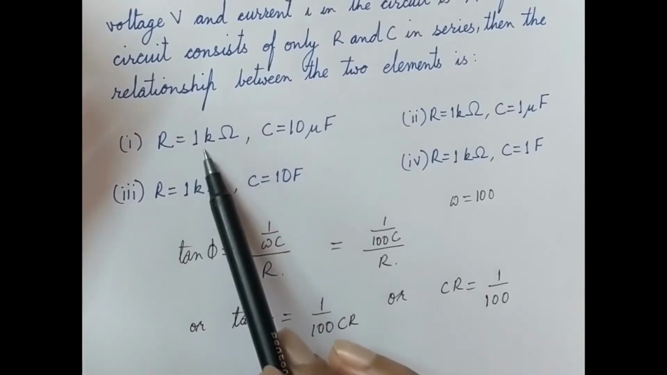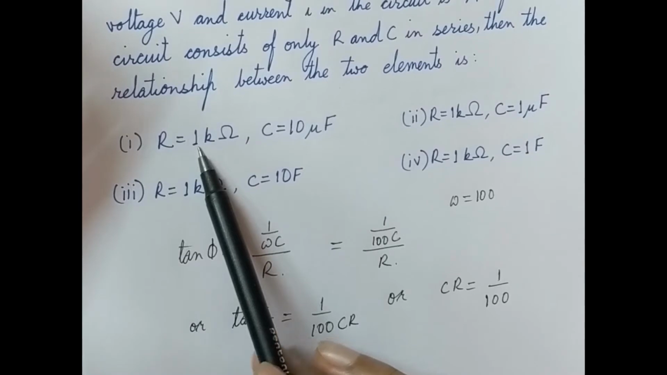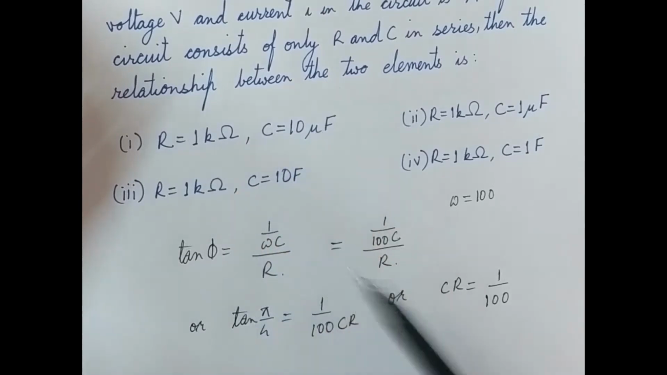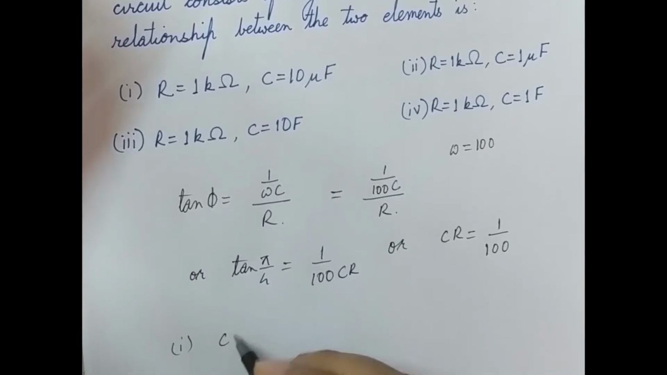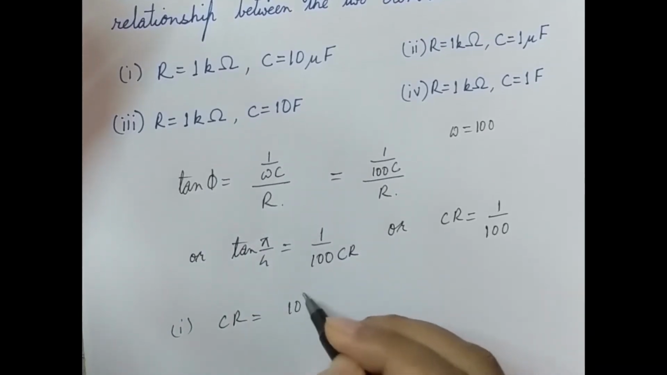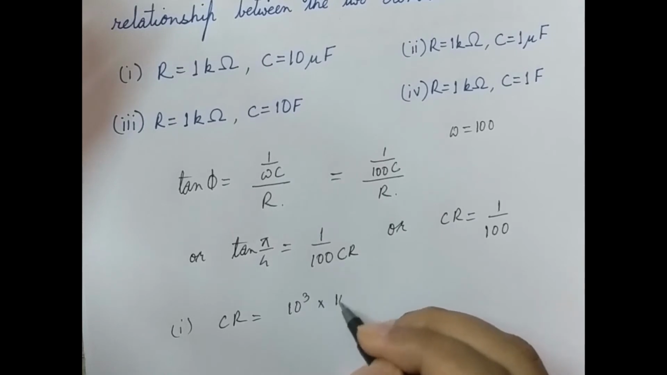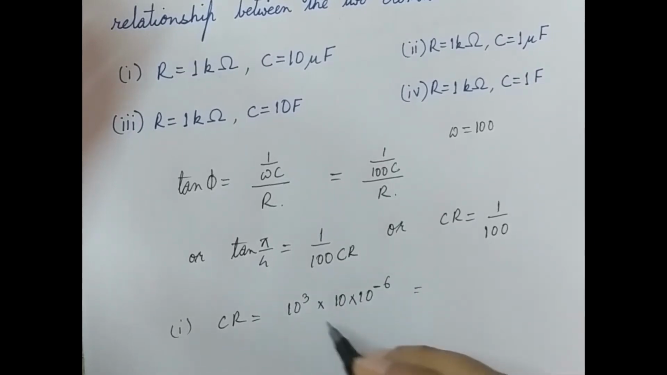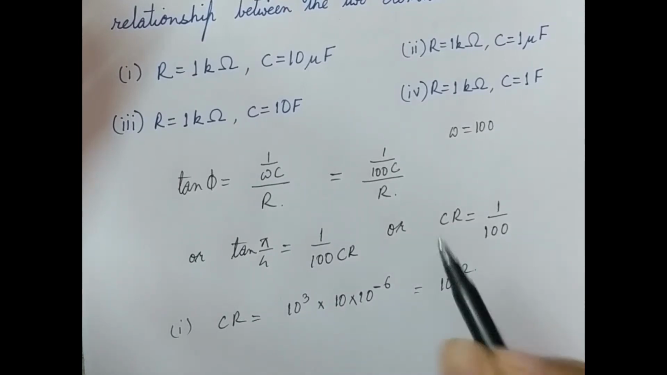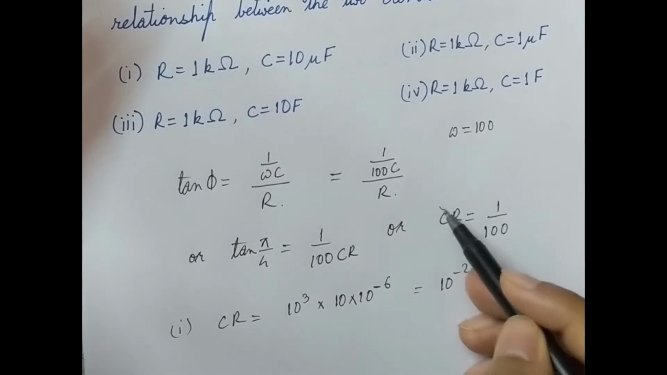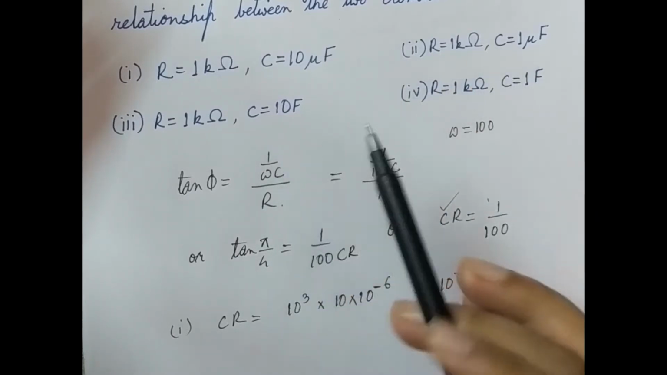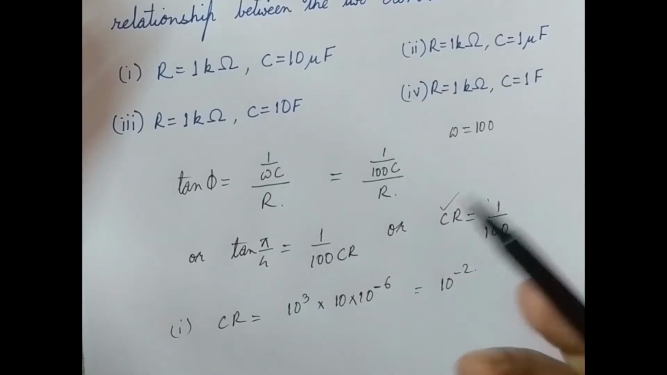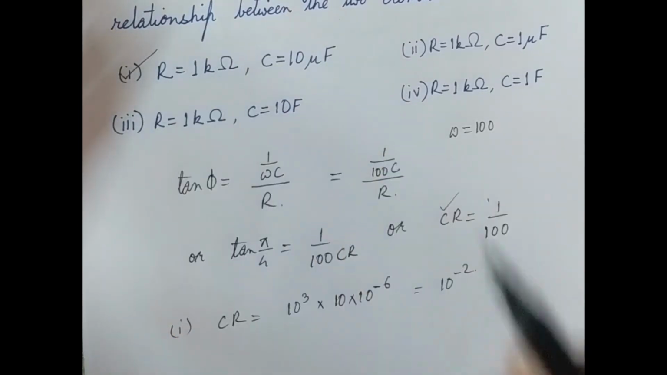So let's look at the first one. R is 1 kilo ohm, so 1000 into 10 microfarad. So for the first option, CR is equal to 10 to the power 3 into 10 into 10 to the power minus 6. So if we do that, we have 10 to the power 4 and 10 to the power minus 6, so 10 to the power minus 2. So with our first option only, we got this as correct. We don't need to move to the other ones because we know this is a single option correct. So our correct option is option number 1.